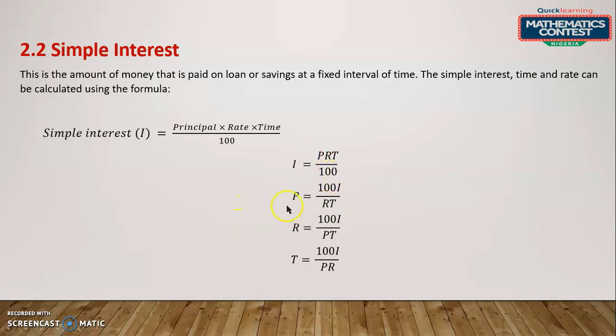But if we want to get the principal, it is 100 times the interest over the rate and time. To get the rate, it is 100 times interest divided by principal times time. And to get the time, it is 100 times interest divided by principal times rate. These are just simple basic formulas I trust we should be familiar with by this point.